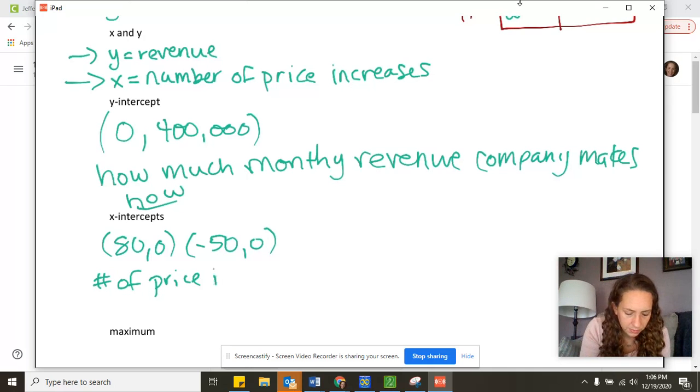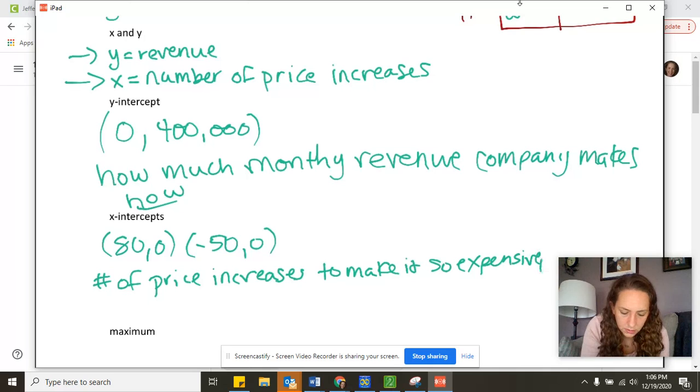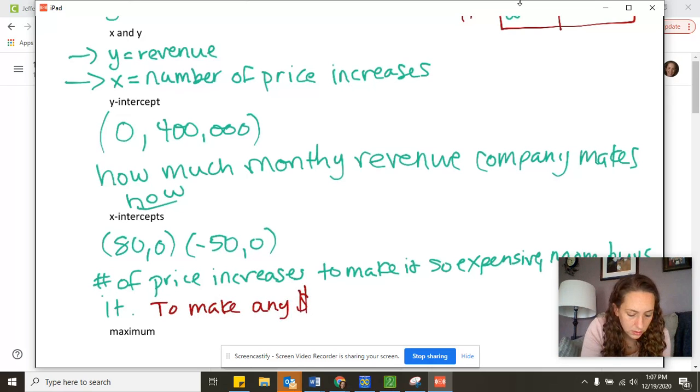But number of price increases to make it so expensive, no one buys it. So you could go further and say that to make any money at all, the price has to be between.